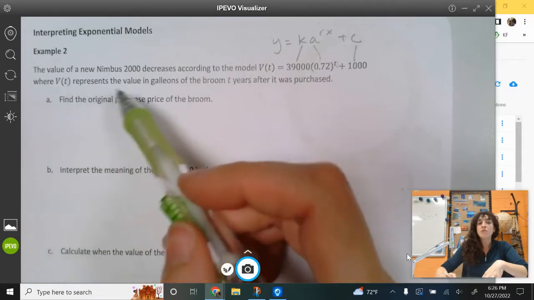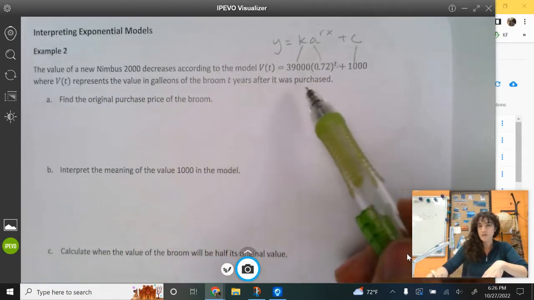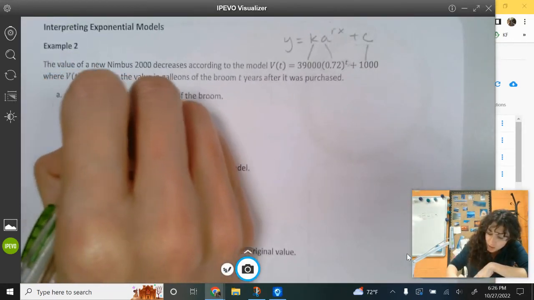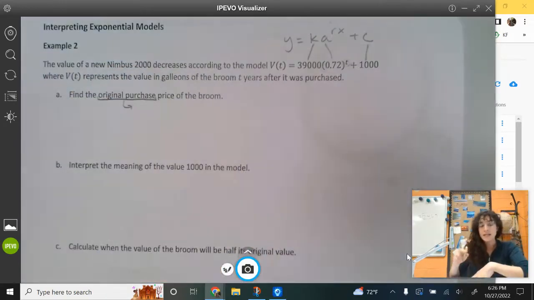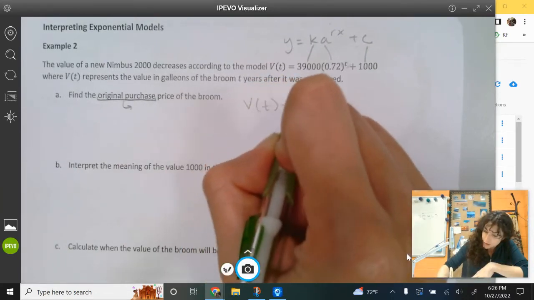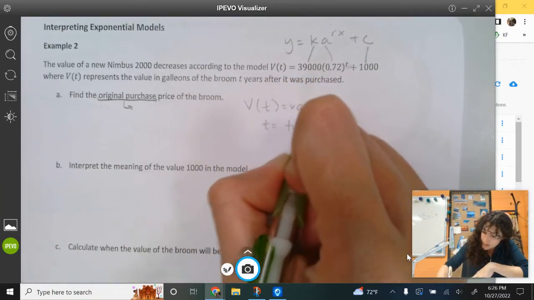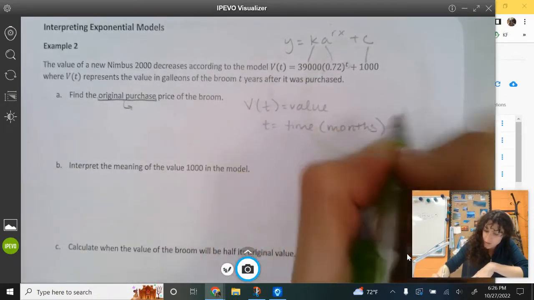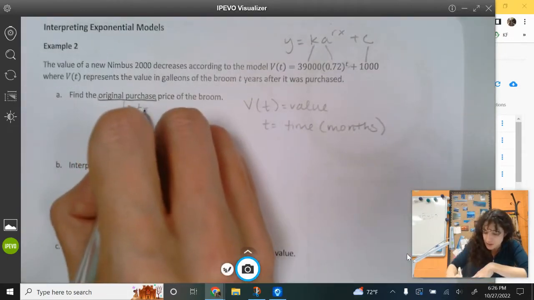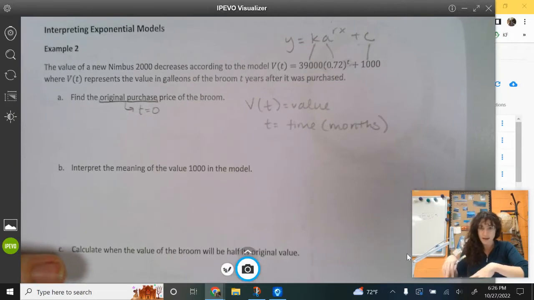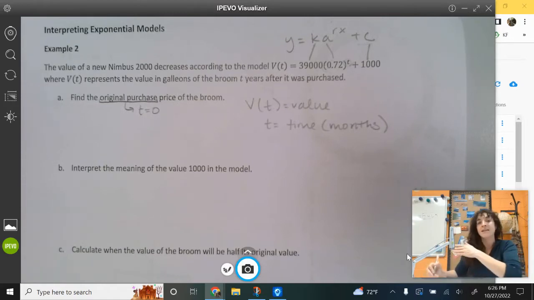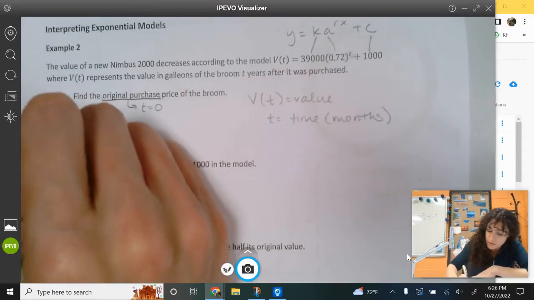So V of t represents the value in galleons of the broom t years after it was purchased. We're going to find the original purchase price of the broom. An original purchase price indicates, in this case, for our variables, V is value, T is time in months, always an important thing to do. If we're talking about original in terms of these variables, that means that t is equal to 0. Original means no time has passed. So it's good to ground yourself in the variables and in the context. What does it mean to be original in this context? That means that time was 0. Okay, so V of 0.